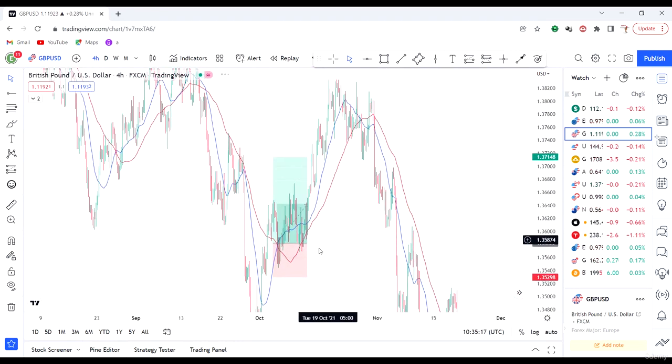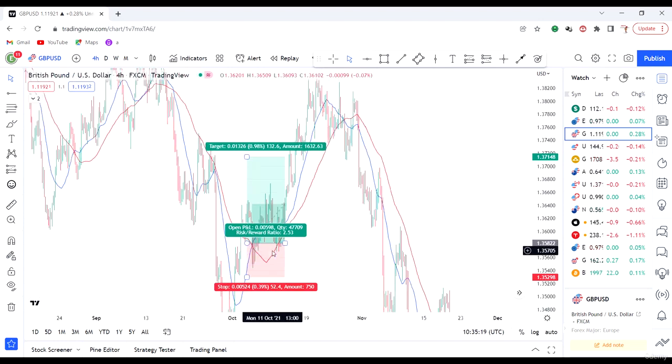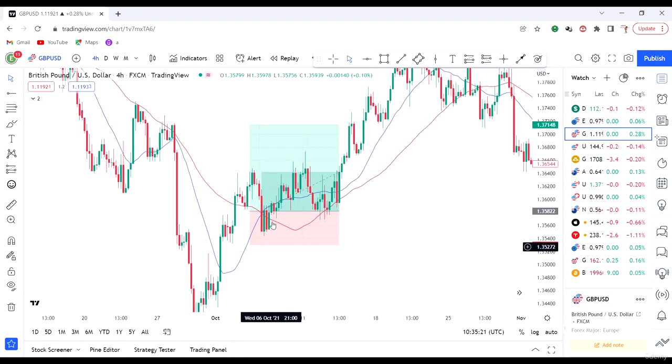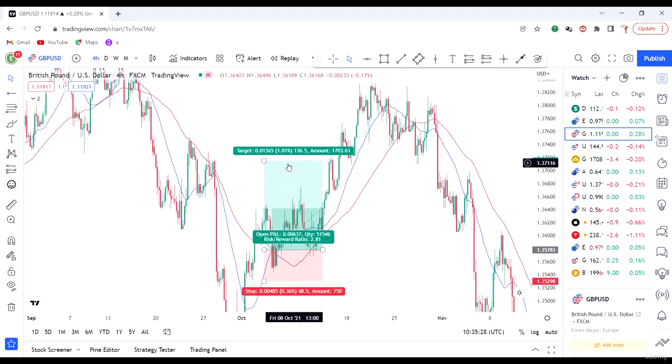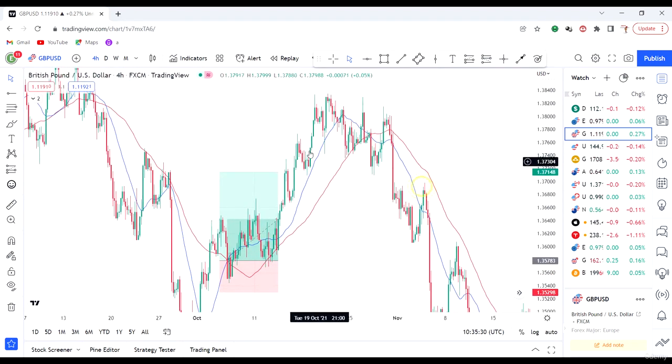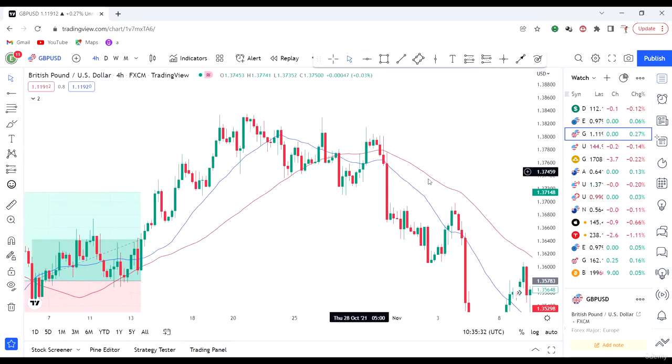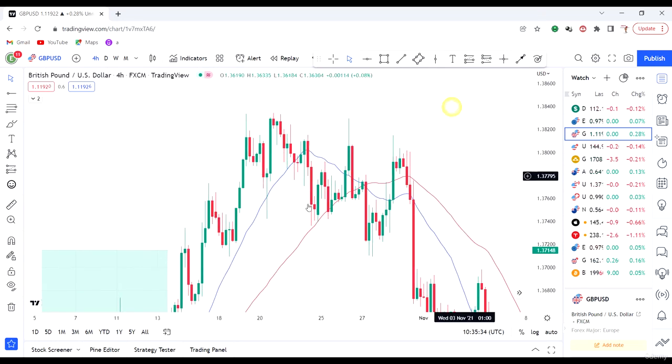Okay, and as you can see here, the market actually bought, and then gave us this profit. So this could be a strategy that you would want to follow. There are many traders trading like this.